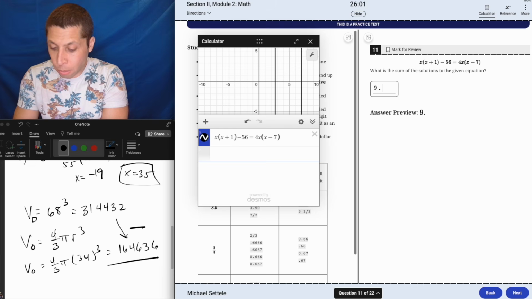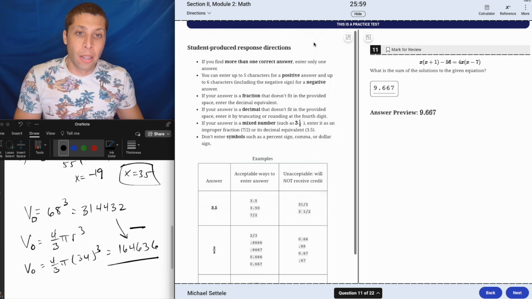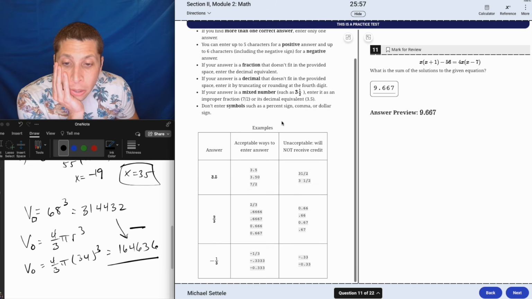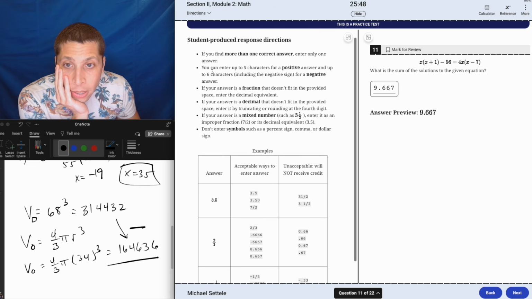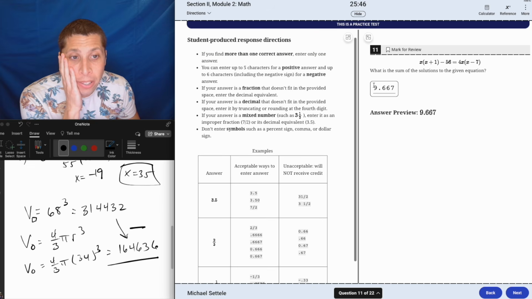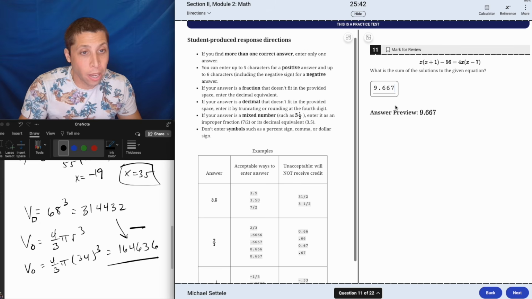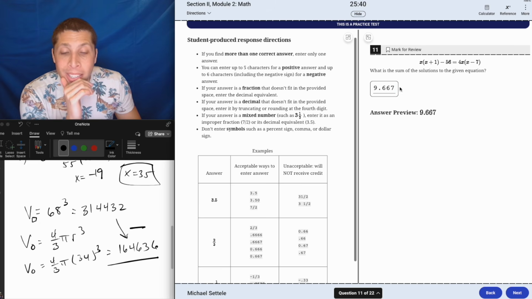9.667. You got to be careful with this, though, right? So basically, you got to go all the way. So does it say this here? You can enter up to 5 characters for a positive answer. I've done that. 9.667. That's 5 characters. Can I try to add another? No, it doesn't let me. So that's how you know you're good.